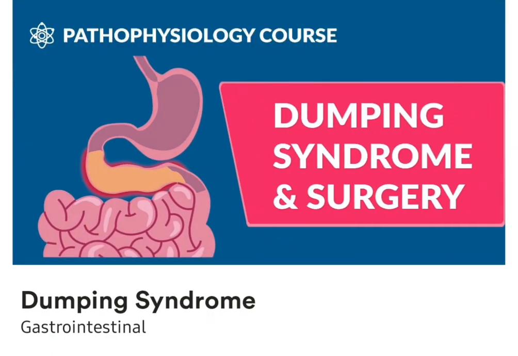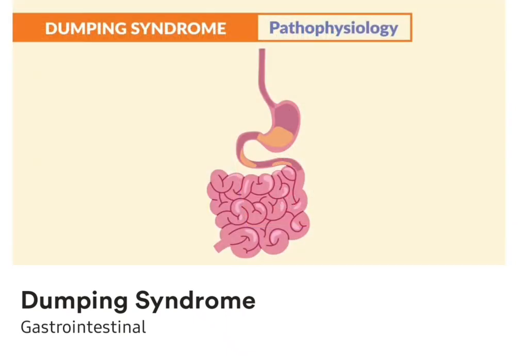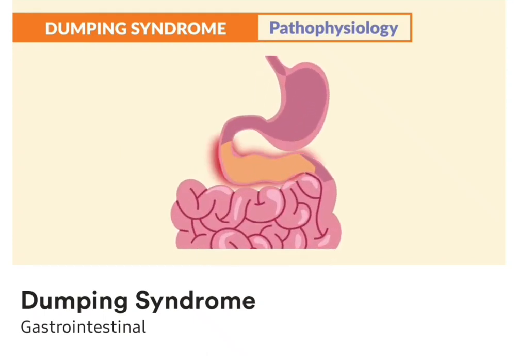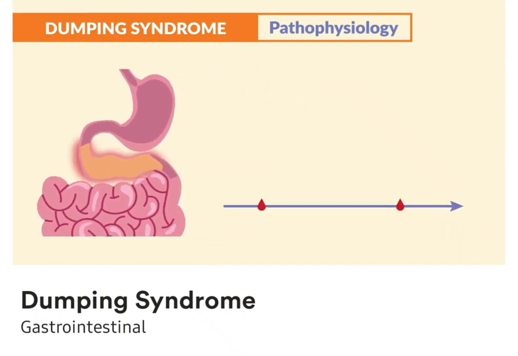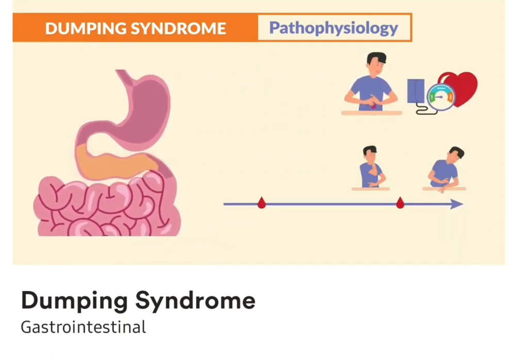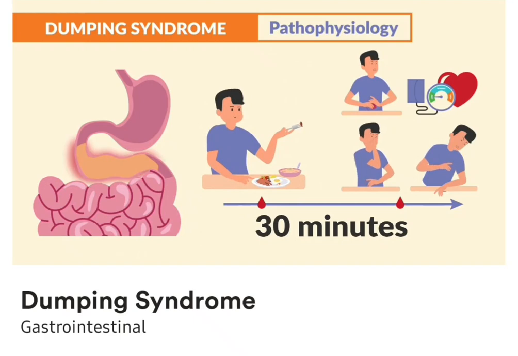Now for dumping syndrome and GI surgeries. Dumping syndrome is when the stomach empties too quickly into the duodenum, the small intestine, after eating. This dumping causes massive fluid shift, leading to severe pain, low blood pressure, and nausea and vomiting around 30 minutes after eating.